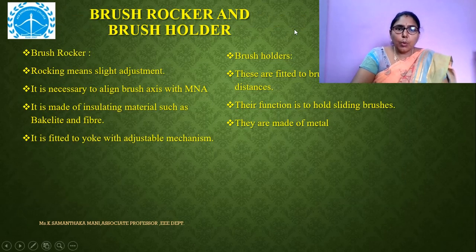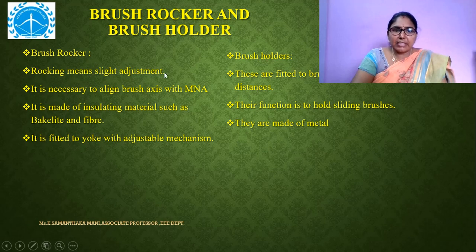Next. What is the function of the brush rocker and brush holder? Here the brush rockers are mainly used for slight adjustment of the brush, and it is necessary to align the brush axis always with the magnetic neutral axis. And these brush rockers are made with insulating materials such as bakelite and fibers, and it is fitted to the yoke with an adjustable mechanism.